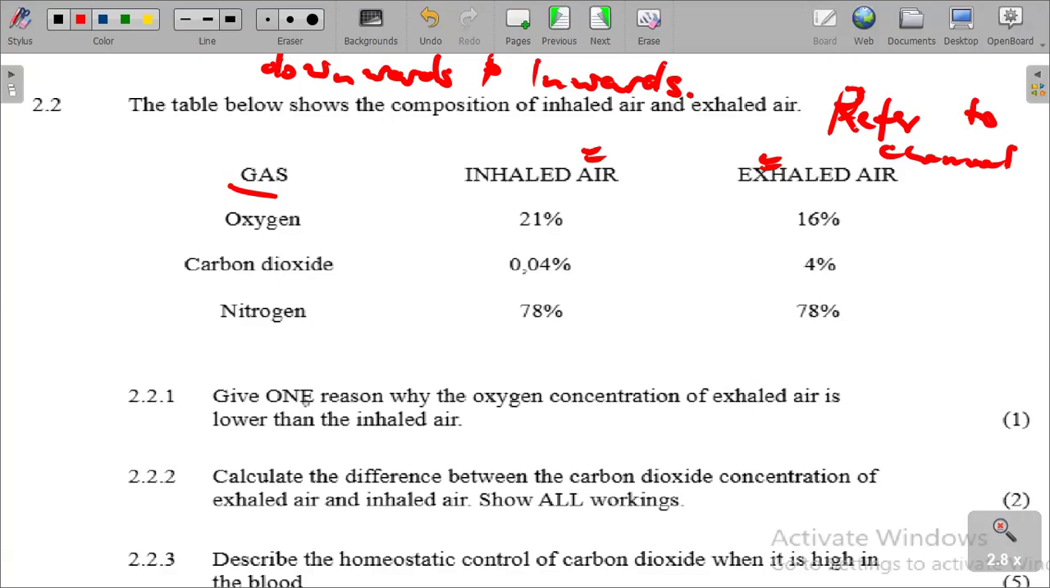Give one reason why the oxygen concentration of exhaled air is lower than the air inhaled. If you refer to the channel, you can understand that the oxygen concentration of exhaled air is less than the inhaled air. The air that is inhaled has more oxygen. So what is the reason for that?